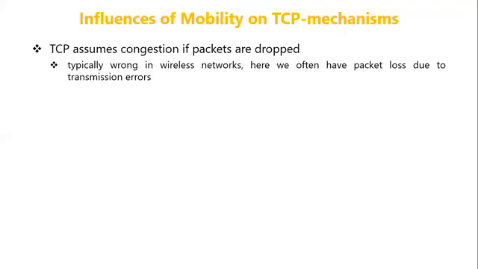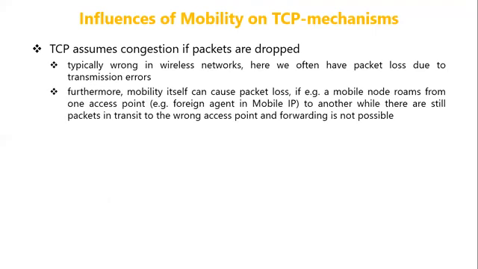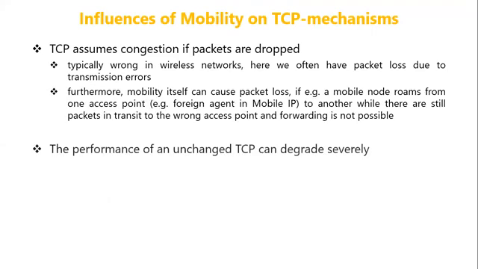Next, we will try to understand the influences of mobility on TCP mechanisms. Whenever there is a packet drop, TCP assumes that there is congestion. This may not be correct with wireless networks, because in wireless networks, most often packets are dropped due to transmission error. Further, mobility can also cause packet loss.